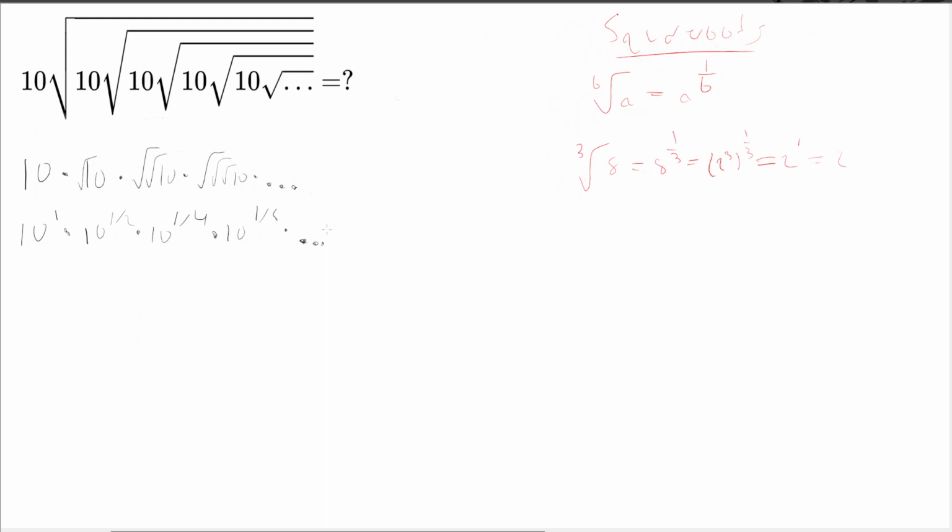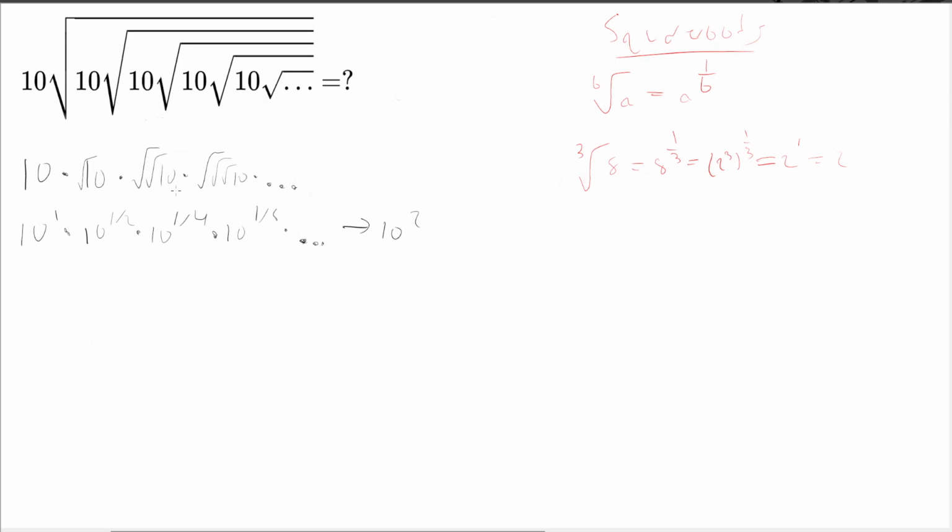So you can see the exponent approaches 2. Each step brings us a bit closer to 2. So we have 10 to the first, then 10 to the 3/2, then 10 to the 7/4, then 10 to the 15/8. Each step brings us a bit closer to 2. So with an infinite amount of steps, we're going to be at 2.